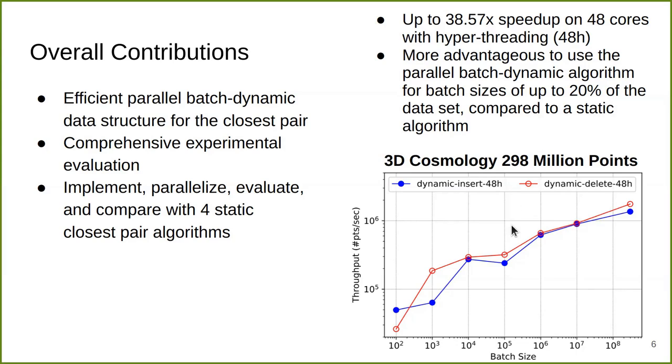Below, the plot shows the throughput, meaning points processed per second for updates, as well as the batch size of the updates. We see that with a higher batch size, the throughput increases. Specifically, it can be as high as more than 1 million points per second. The dataset itself is also very large. It contains 300 million points. It's a dataset in 3D cosmology.